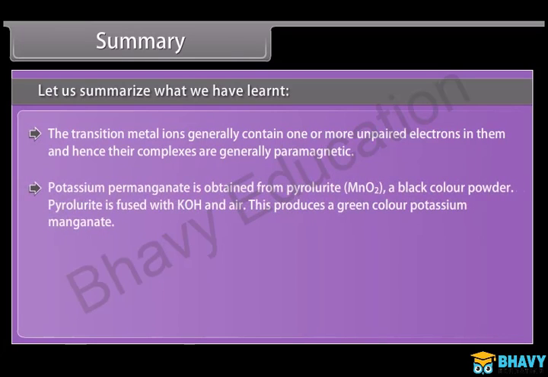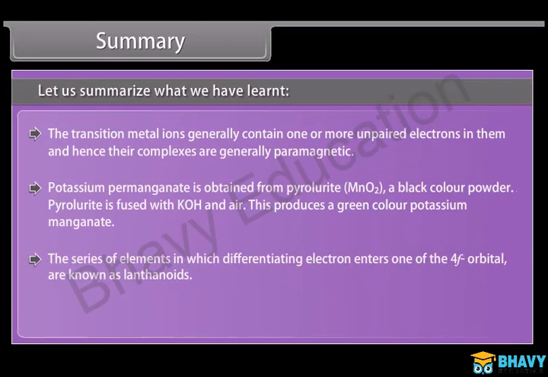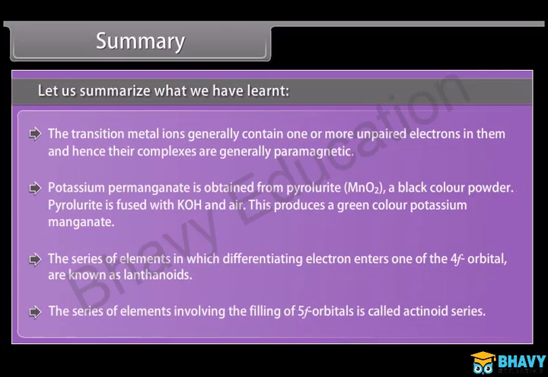Potassium permanganate is obtained from pyrolusite, a black colored powder. Pyrolusite is fused with KOH and air. This produces green colored potassium manganate. The series of elements in which the differentiating electron enters one of the 4f orbitals are known as lanthanoids. The series of elements involving the filling of 5f orbitals is called the actinoid series.